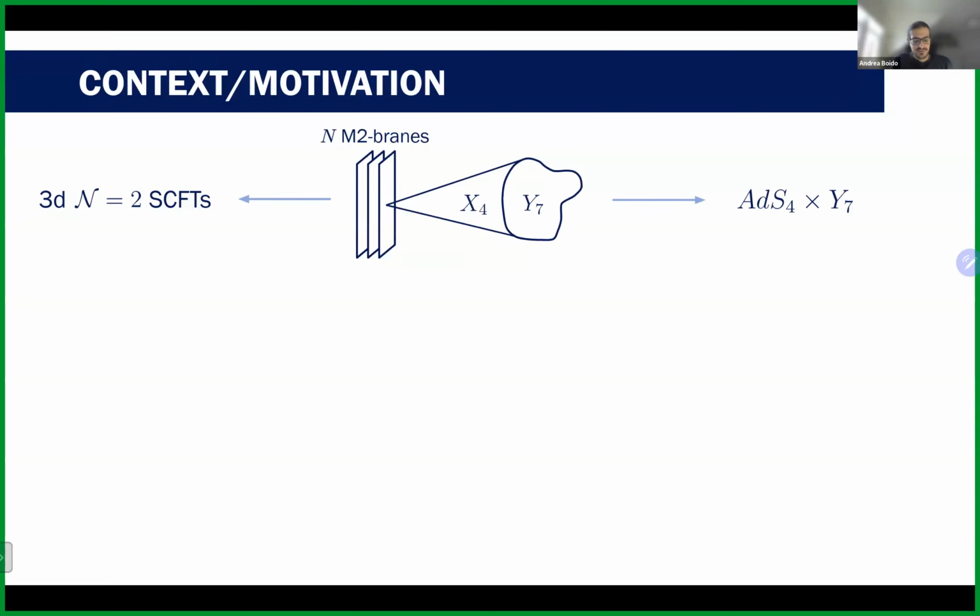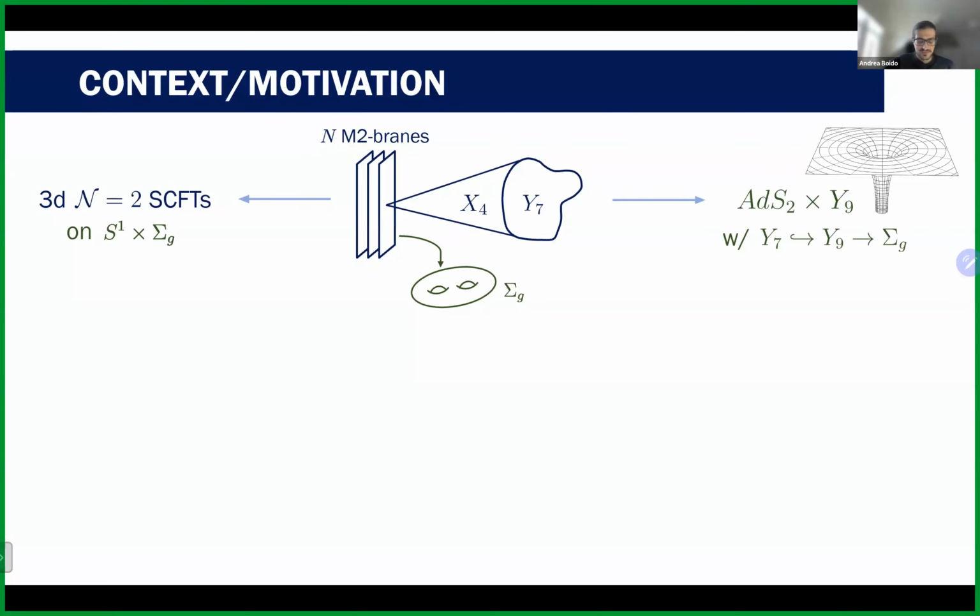We are working in the AdS4/CFT3 correspondence, so you should have in mind the usual picture of putting a stack of, in this case, M2 branes at the tip of a conical Calabi-Yau fourfold. I'm going to call it X4 here, and this is a cone over a Sasaki-Einstein manifold Y7. On one hand, you can look at the worldvolume field theories, which in general are three-dimensional N=2 superconformal field theories. But on the other hand, you can let the branes backreact, and then you have pure geometry. In this case, you will end up with empty AdS4 times this Sasaki-Einstein Y7.